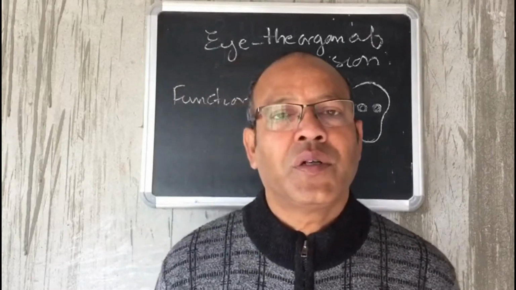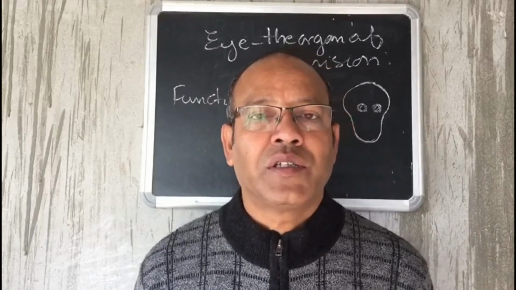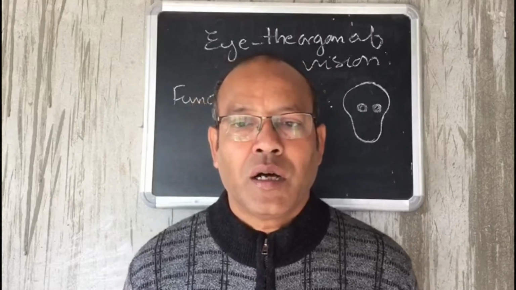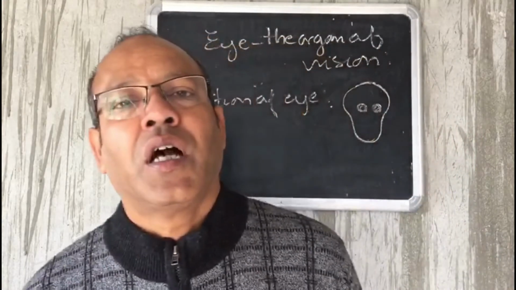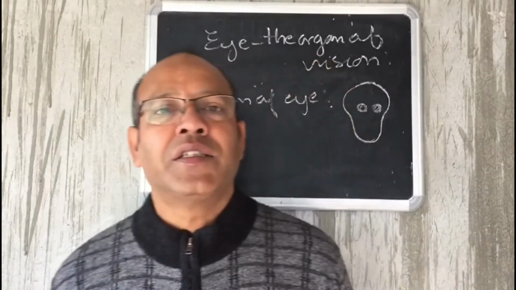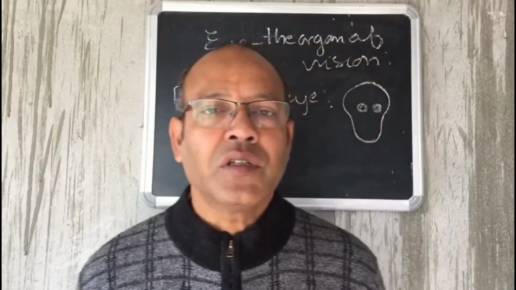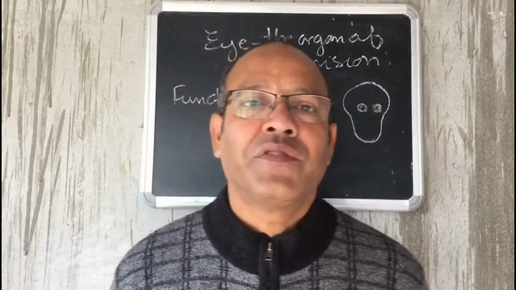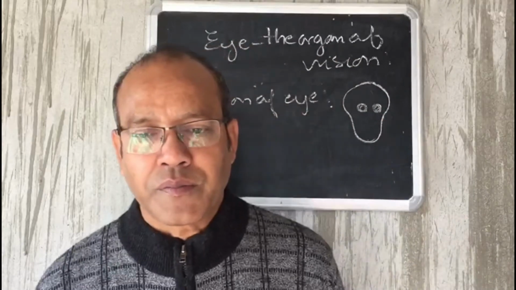And visual reflexes: something comes close to the eye, we have a visual reflex by which we close our eyes, and all this is possible because eye is very close to the brain. That is why in the case of visual reflexes, it is the brain that controls.